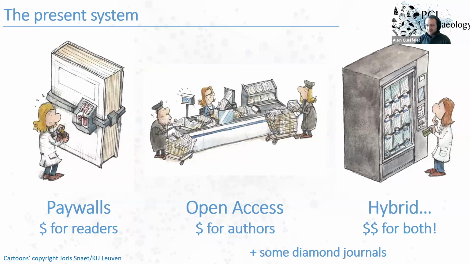And in this world, there are also diamond journals, which are more or less developed depending on the different scientific domains, and depending also on the different continents. For example, it's much more developed in South America.